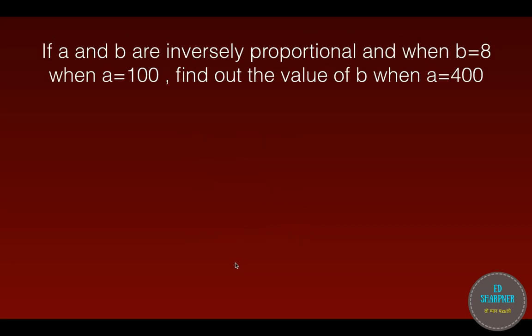Let's look at another problem. In this problem, we have the variation. If A and B are inversely proportional to each other, if B equals 8 when A equals 100, find out the value of B when A equals 400. Because we know that A and B are inversely proportional, we know that the multiplication of A and B is going to be constant always. So I can write A times B equals K.